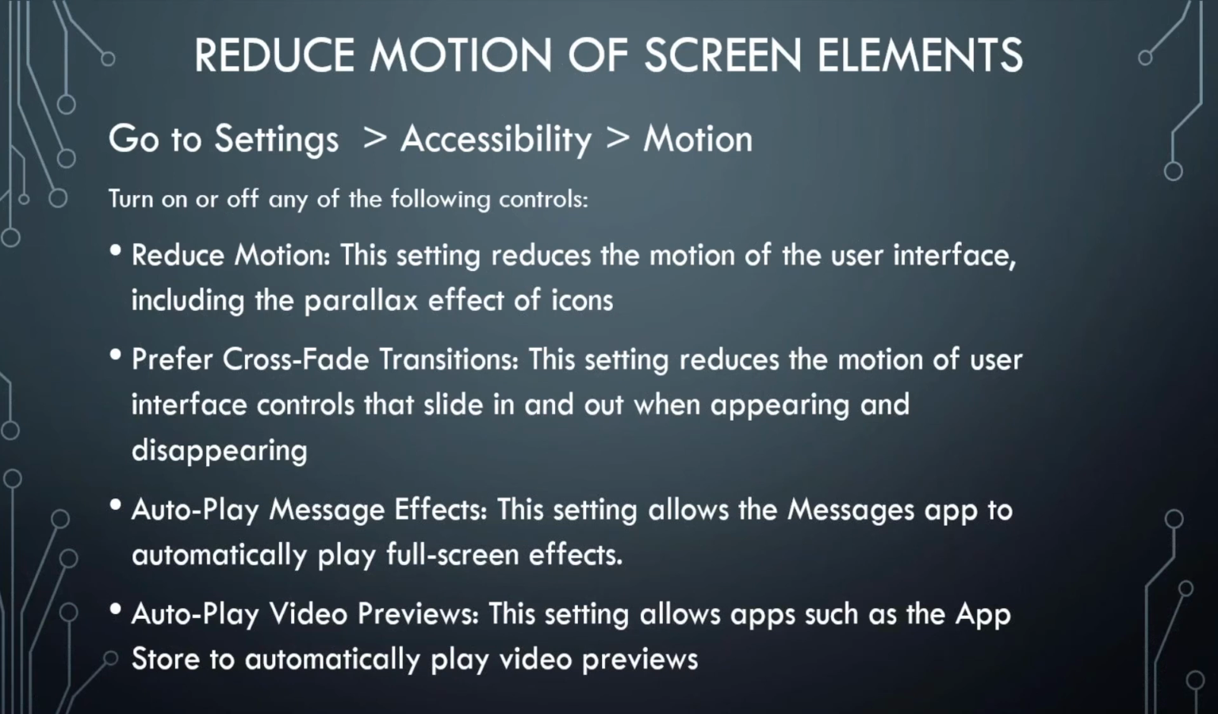You can prefer crossfade transitions, so that would reduce the motion of user interface controls that slide in and out when appearing and disappearing. You can change the autoplay message effects. That allows the Messages app to automatically play full screen effects. And then you can autoplay video previews. So what that setting changes is when you're in an app, such as YouTube or whatnot, it can automatically start playing the previews for you. Some people want that on, some people want that off, but it is an option where you can turn it on or off.